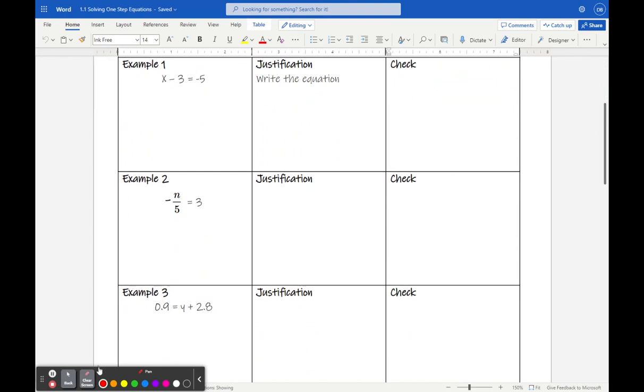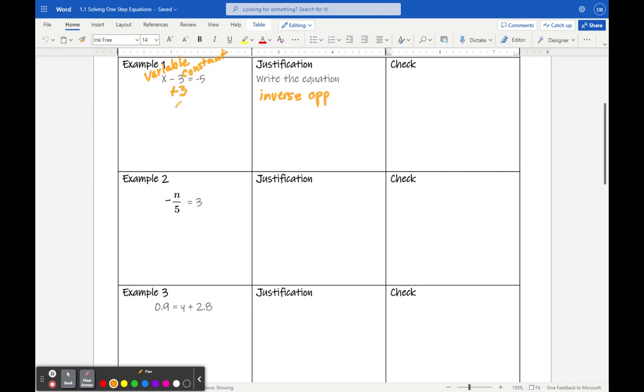So example 1, we have x minus 3 equals negative 5. My variable is x. My constant is 3. And the rest of my balanced equation is negative 5. I have already written the equation. I'm recognizing the variable is over here on the left, and in order to isolate that variable, I'm going to use inverse operations. The inverse of subtracting is adding. So I'm going to add that constant of 3.